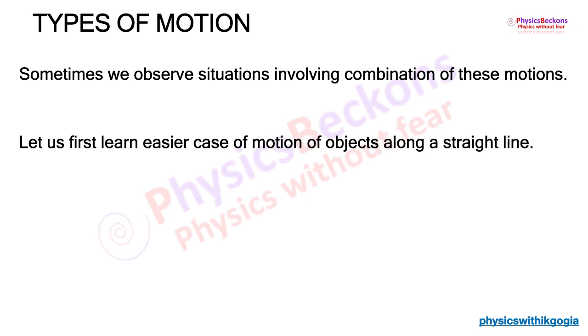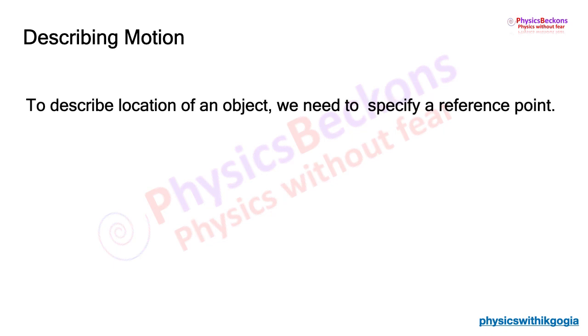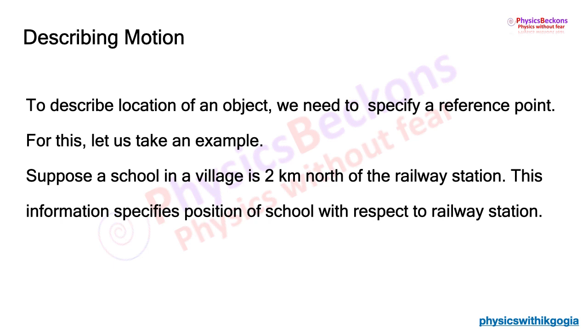Let us learn the easier case of motion of objects along a straight line first. Such motion can be expressed in terms of simple equations and graphs. To describe the location of an object, we need to specify a reference point. For the purpose, let us take an example.